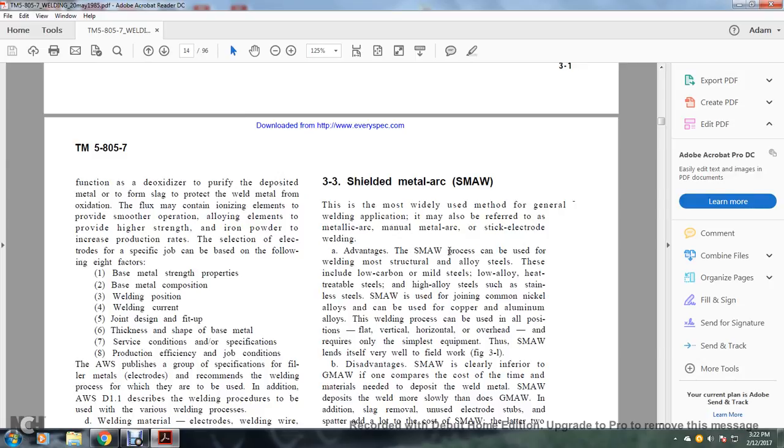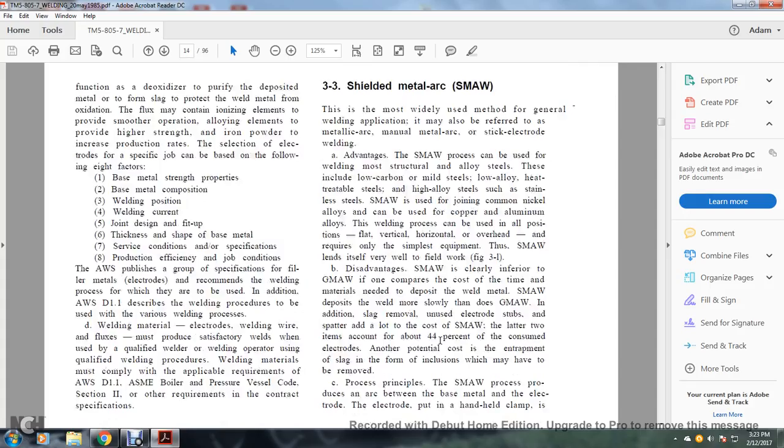An advantage of the shielded metal arc welding process is that it can be used for welding most structural alloy steels, including low carbon steels, low alloy heat treatable steels, and high alloy steels such as stainless steel. Shielded metal arc welding is also used for joining common nickel alloys and can be used with copper and aluminum alloys. The welding process can also be used in all positions, flat, vertical, horizontal, and overhead, and requires only the simplest equipment. Thus, shielded metal arc welding lends itself very well to field work. Figure 3.1.